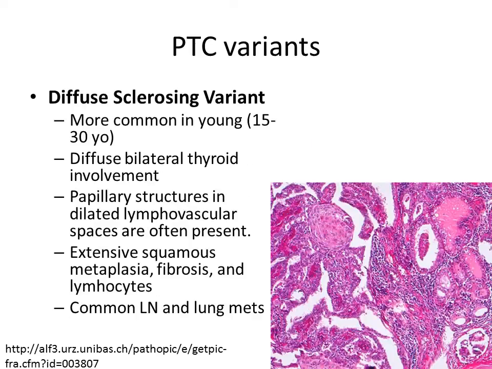The diffuse sclerosing variant of papillary thyroid carcinoma is more common in young people around 15 to 30 years old. It usually shows diffuse bilateral thyroid involvement, and those papillary structures in a dilated lymphovascular space are usually seen. There's also extensive squamous metaplasia, fibrosis, and lymphocytes, and it's common to find lymph node and lung metastases, but still the course of the disease is not as bad as the clinical picture shows.